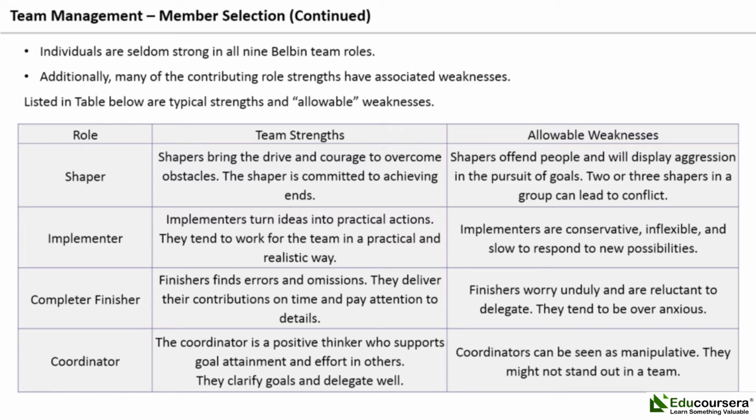Completer finisher. Completer finishers' strengths are: finishers find errors and omissions. They deliver their contributions on time and pay attention to details. Their weaknesses are: finishers worry unduly and are reluctant to delegate. They tend to be over-anxious.